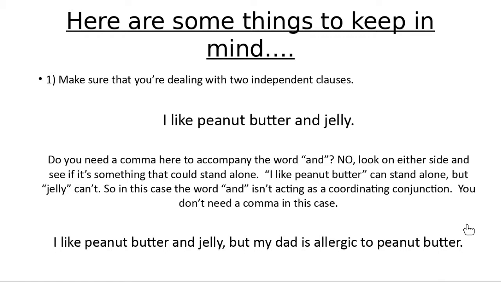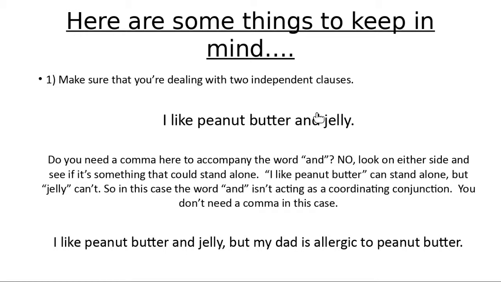So that's why I say that if you're wanting to make a compound sentence by using the comma and the coordinating conjunction, you want to make sure that you're dealing with two independent clauses. So if you take a look at this example, I like peanut butter and jelly. Okay, well, I see the word and, and I know that and is one of the fanboys, the coordinating conjunctions. So that's why I encourage you to do that test that I just talked about. Take the word and, look on one side. I like peanut butter. Okay, that's fine.